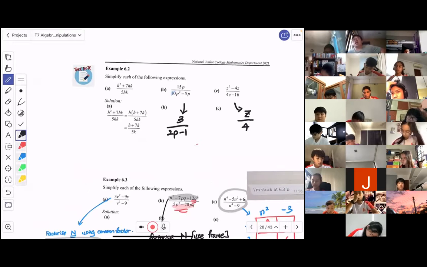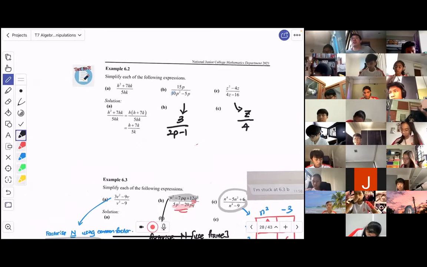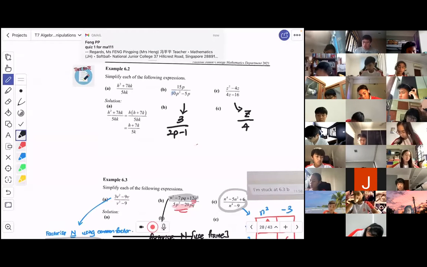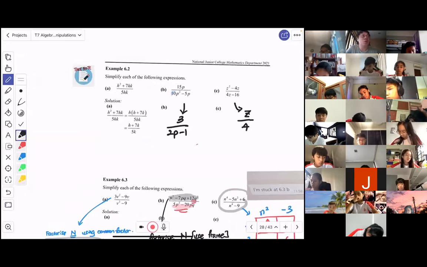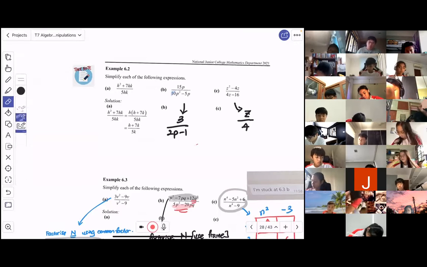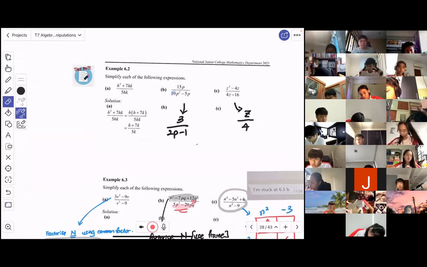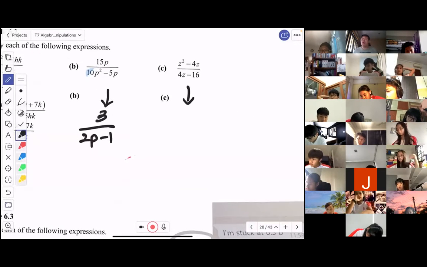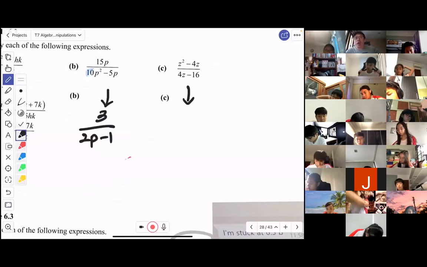Just a sidetrack from your question: if during the exam the fraction is not left in the simplest form, we will lose the answer mark. Okay, one student asked for 6.2c, so I'm just going to go through 6.2c. Let me look at the student who asked this.